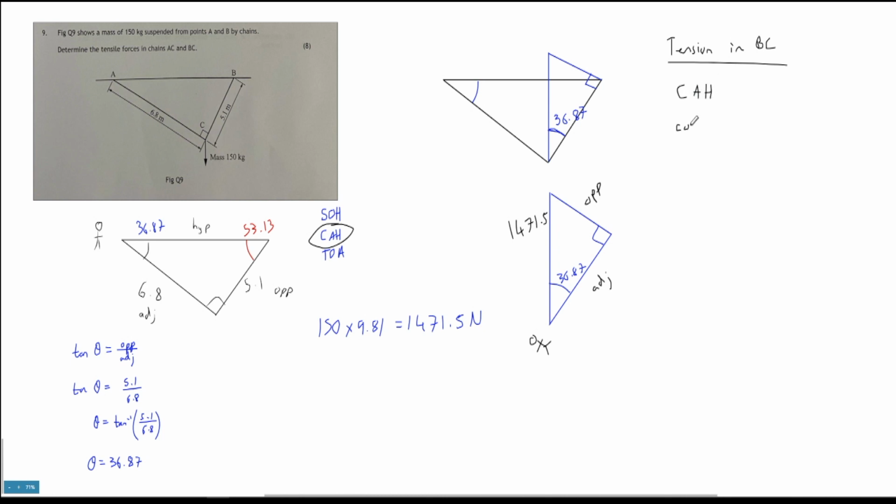So we can use cosine of the angle is equal to the adjacent over the hypotenuse. Cosine of the angle is 36.87. The adjacent, we'll call it x, over the hypotenuse, which is 1471.5. You can see how easy this is going to be. I just multiply it up. So we're going to get 1471.5 times cosine of 36.87. This will be equal to x, which is the tension.